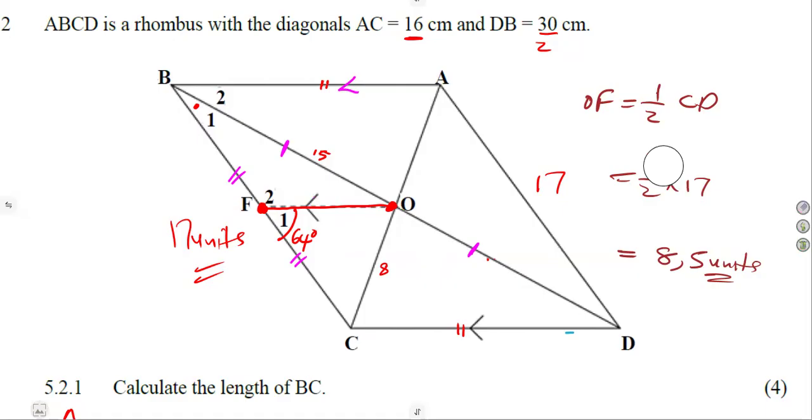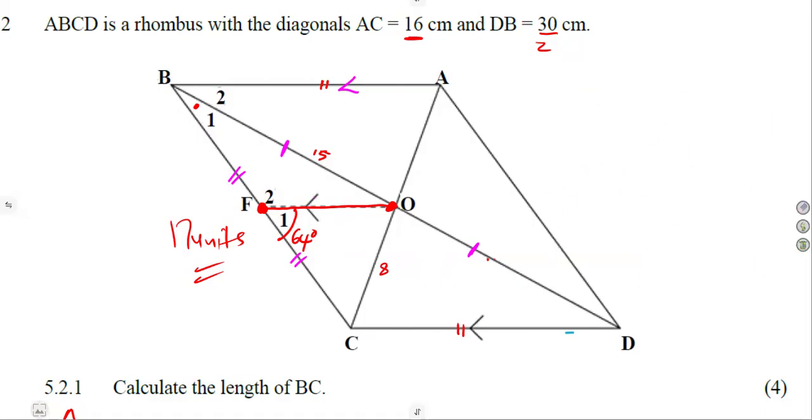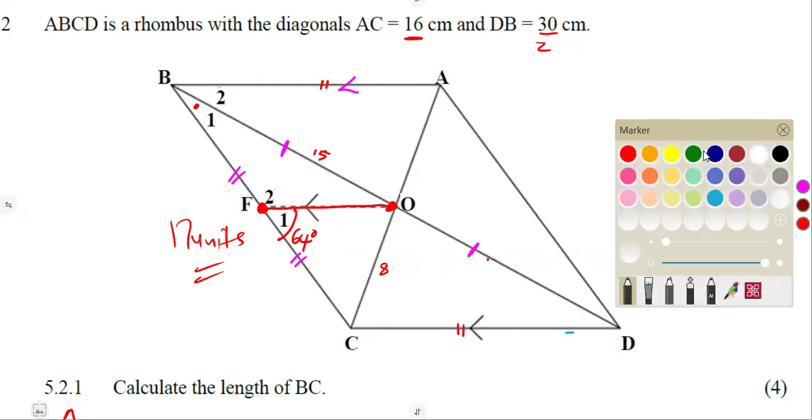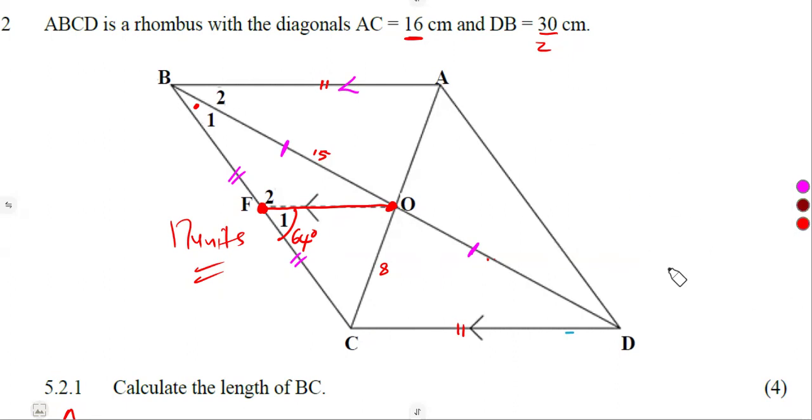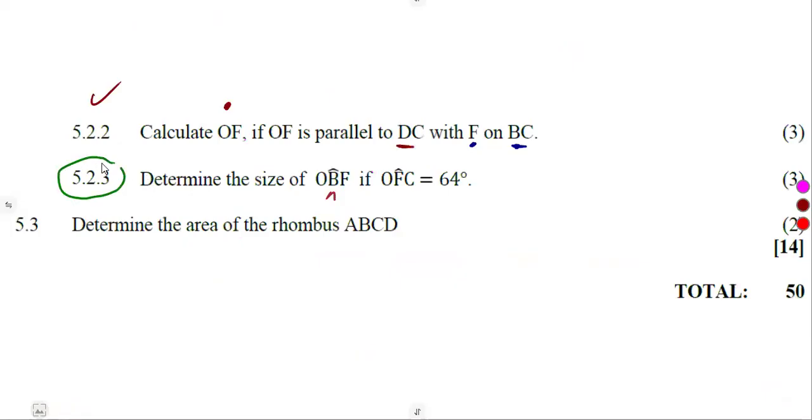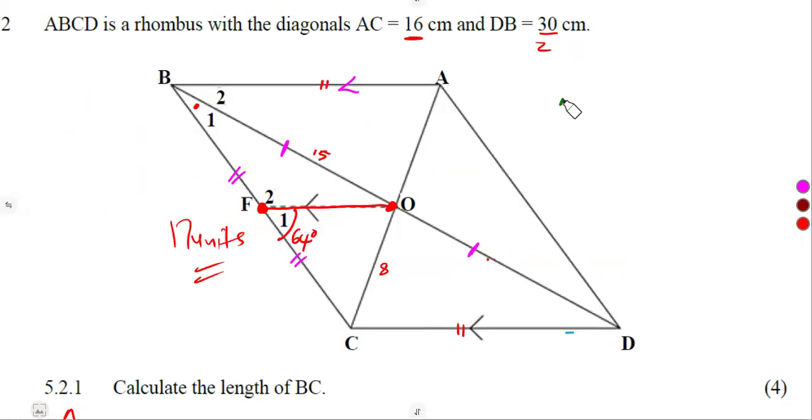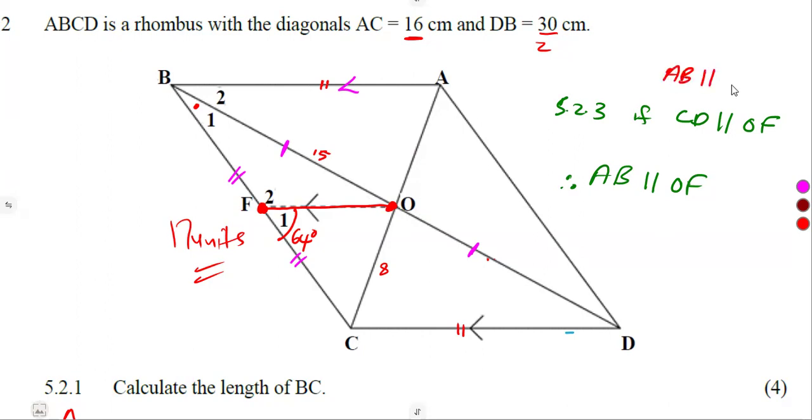All right, let me write this one. I have talked about a lot of things, and some of these are not necessary to answer my question. Like I said, guys, I'm just explaining some of the properties of a rhombus that you do not even need to answer this question. Let me write what you need. So this is 5.23. If CD is parallel to OF, therefore AB is parallel to OF. Because we have this before, AB is parallel to CD, a rhombus, from the properties of a rhombus.